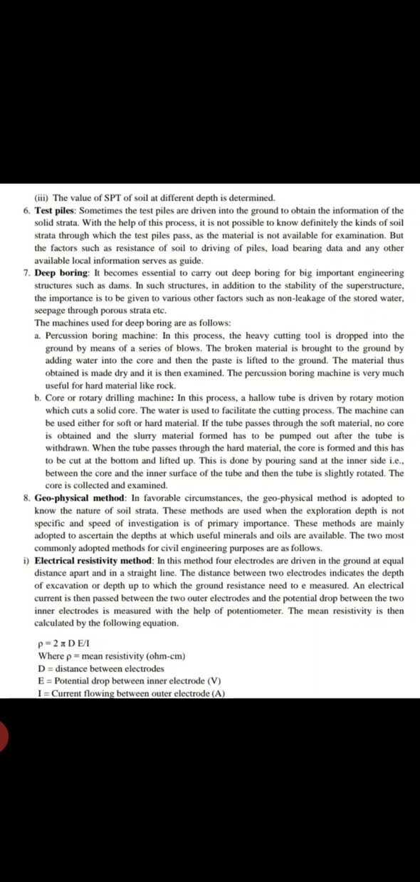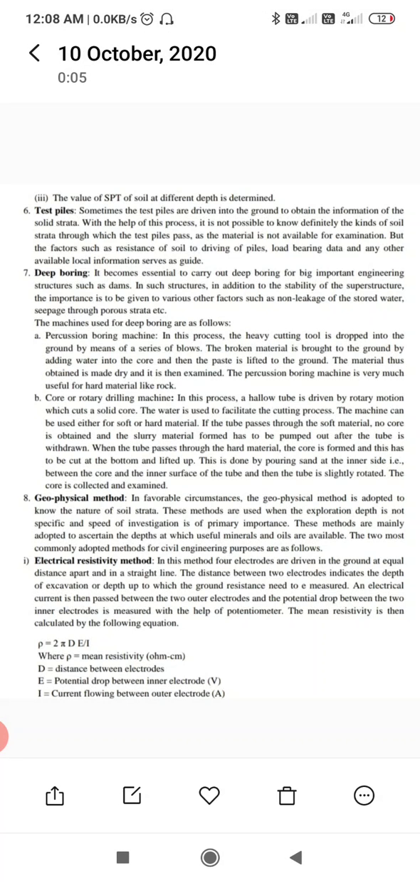When the tube passes through the hard material, the core is formed and has to be cut at the bottom and lifted up. This is done by pressing standard in the inner side, that is between the core and the inner surface of the tube, and then the tube is slightly rotated. The core is collected and examined later.